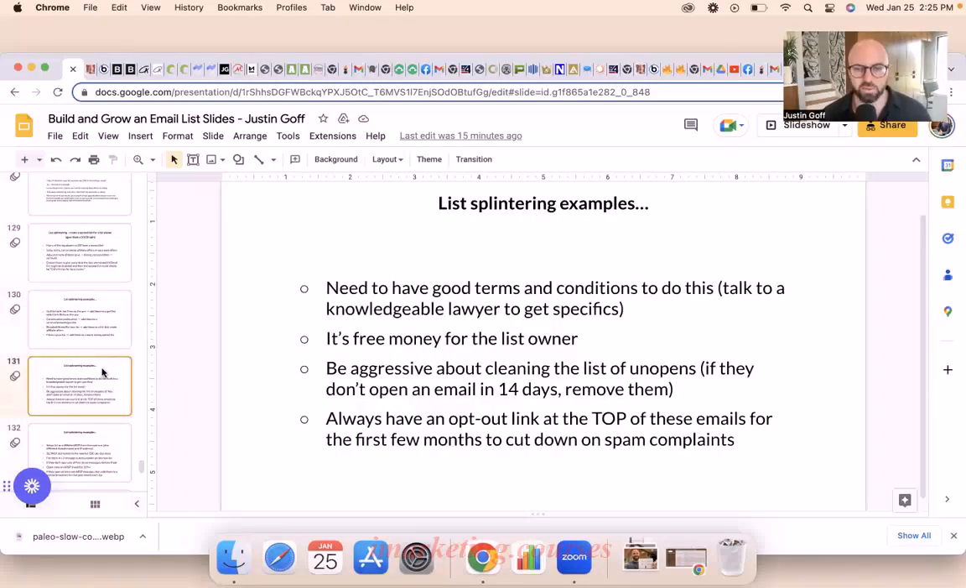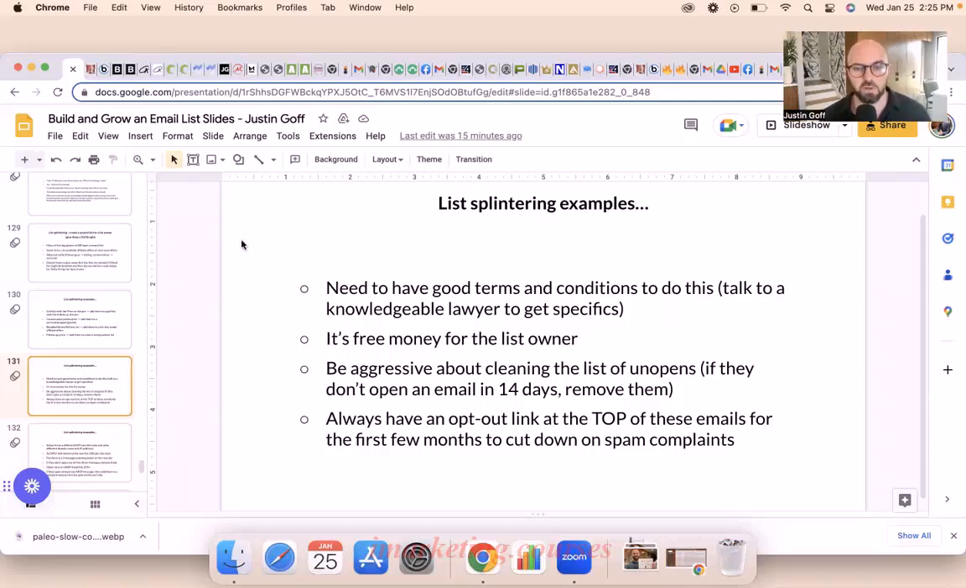A couple notes on list splintering. You need to have good terms and conditions in place to do this. I highly recommend you talk to a knowledgeable lawyer to get specifics on this. If you screw it up, you are going to be in a lot of trouble. So talk to a lawyer who knows what they're doing.